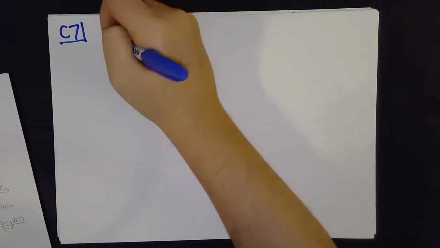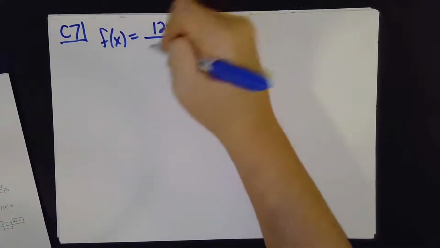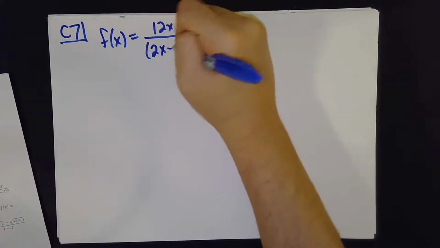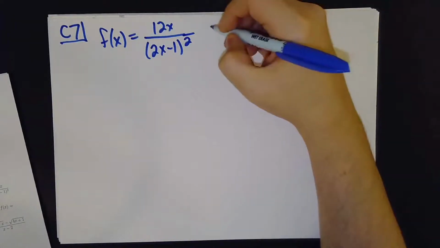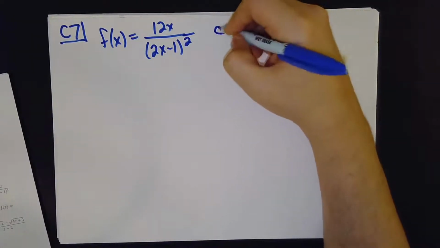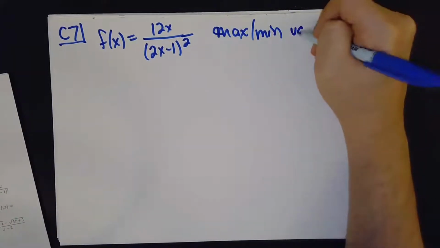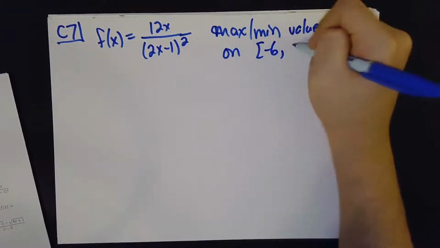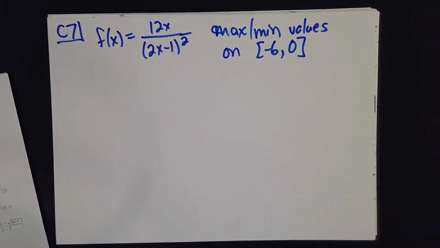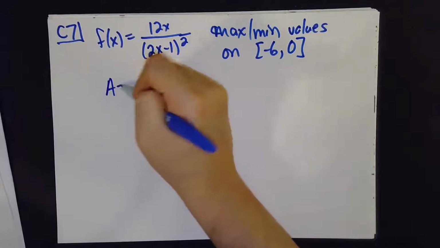Okay, C7 gives us the function 12x over (2x minus 1) squared, and asks us to find the max and min values on the interval minus 6 to 0. Okay, so we need to take the derivative here.